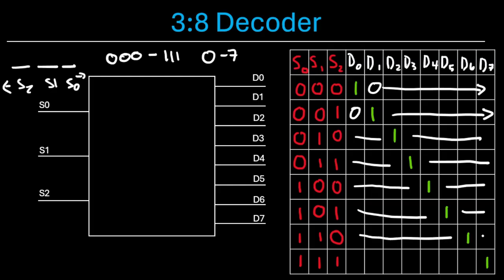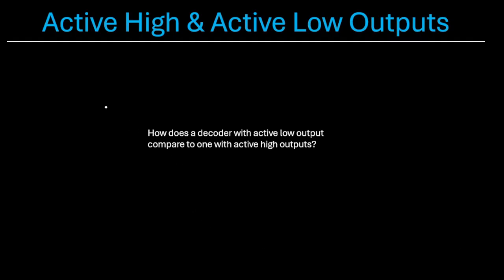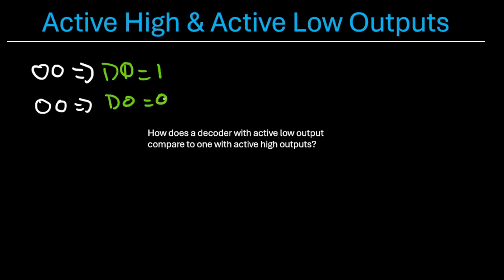Now, there's one final topic we need to talk about, and that's active low decoders. So we've been looking at active high decoders, where if we input, say, 0, 0, our D0 pin will be high. Now, what's the difference between an active low and an active high? Well, all that's different is if we input 0, 0, our D0 pin will be 0. So active high, meaning that whatever output pin is active, will be 1, whereas active low means that whatever output pin is active will be 0 instead of 1.